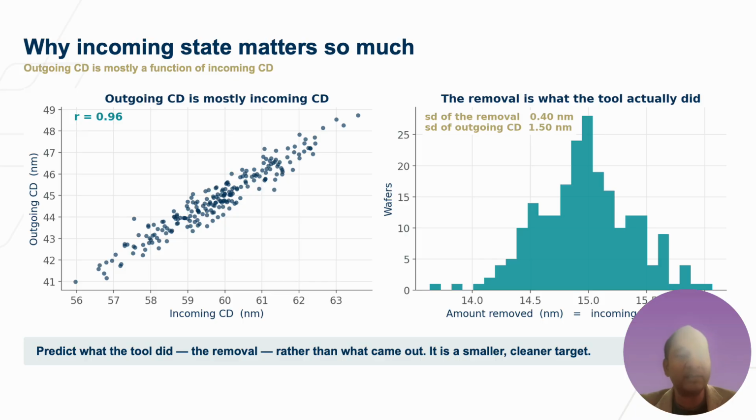Now look at the removal. Incoming minus the outgoing. Standard deviation of 0.4 nanometers against 1.5 nanometers on the outgoing CD. The removal is what the tool actually did. It is the quantity the sensor traces are a record of, and it varies about 4 times less than the thing you were originally trying to predict. So predict what the tool did rather than what came out. Smaller target, cleaner target, and the traces generally know about it.